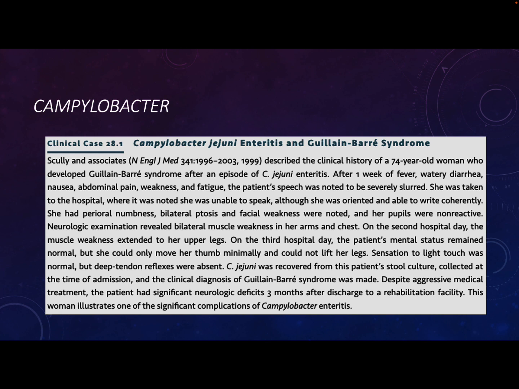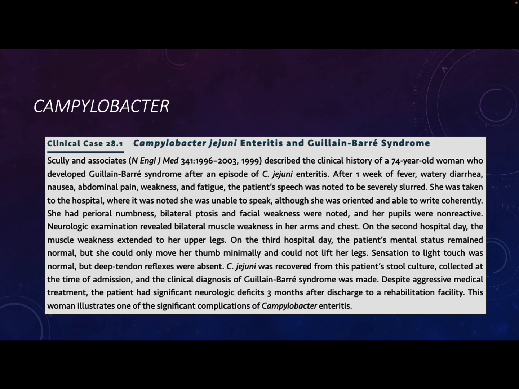So here we have a clinical history of a woman who developed Guillain-Barré after an episode of Campylobacter jejuni enteritis. She had a week of fever, watery diarrhea, nausea, abdominal pain, weakness, fatigue, right? That's what we expect. But after that, she then developed slurred speech, which is kind of strange for a gastrointestinal infection. She was taken to the hospital where it was noted that she was unable to speak, though she could write coherently and she was oriented, so she wasn't confused.